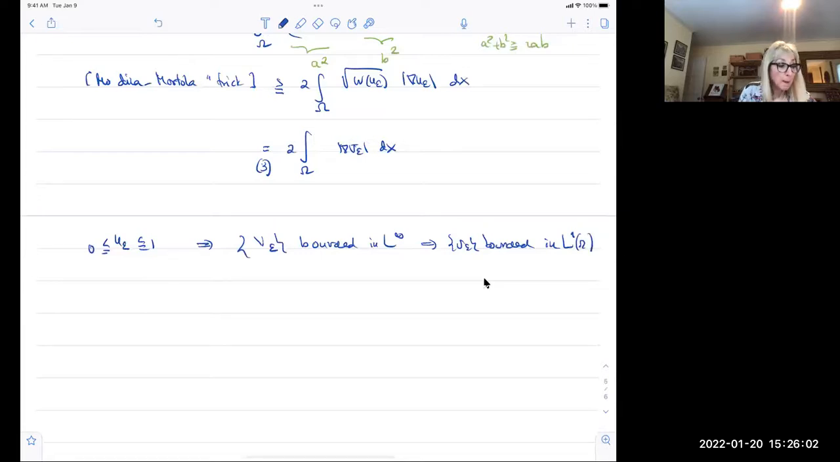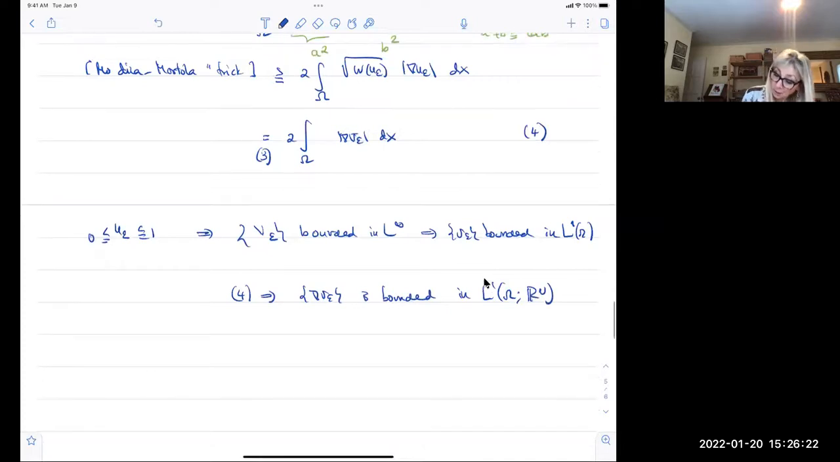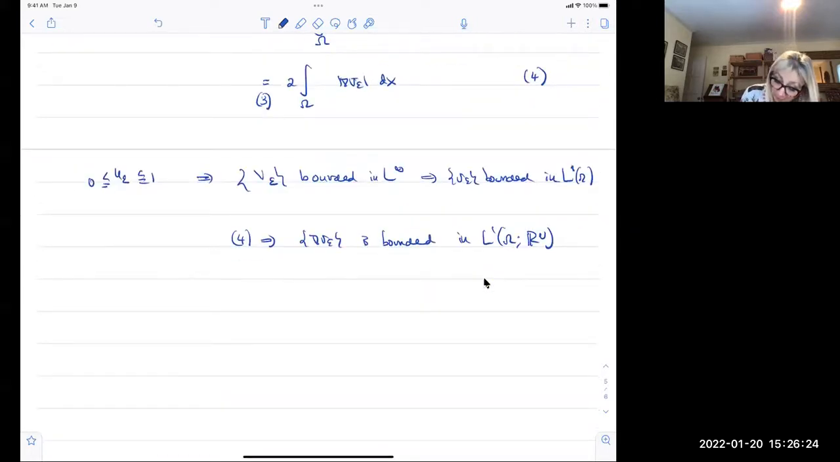Right? Okay, but now by, let me call it 4. So by 4, I have that grad V epsilon is bounded in L1 of omega with values in R^n. So in other words, you have that V epsilon is bounded in the Sobolev space W^{1,1}.